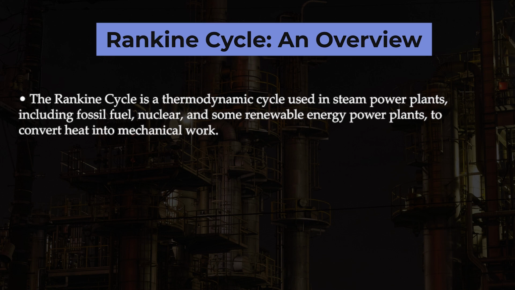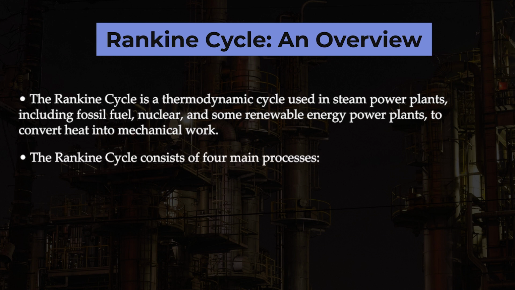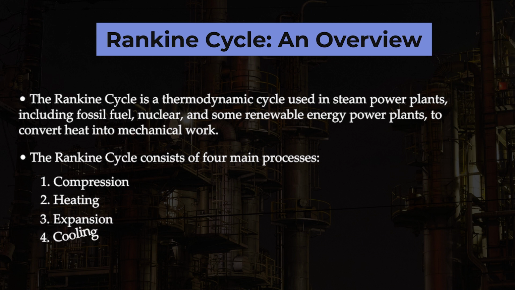Now, we can give an overview of Rankine cycle because we are focusing in this session on Rankine cycle. The Rankine cycle is the thermodynamic cycle used in steam power plants, including fossil fuel, nuclear, and some renewable energy power plants, to convert heat into mechanical energy. The Rankine cycle consists of four main processes: compression, heating, expansion, and cooling. Let us see one by one what happens in compression, heating, expansion and cooling.